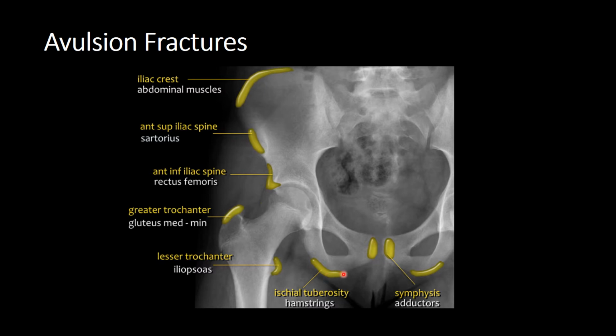Now, the ischial tuberosity, where your hamstring inserts, is the most common site for avulsion fractures, followed by the anterior inferior iliac spine, and then the anterior superior iliac spine. Greater trochanter avulsion fractures are particularly uncommon.